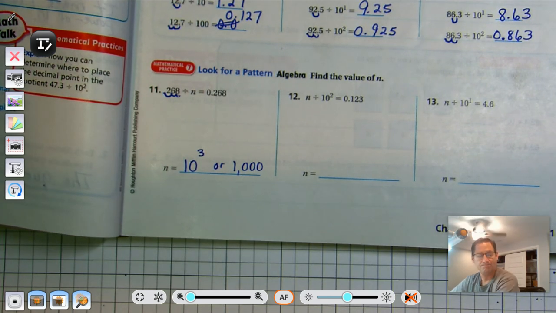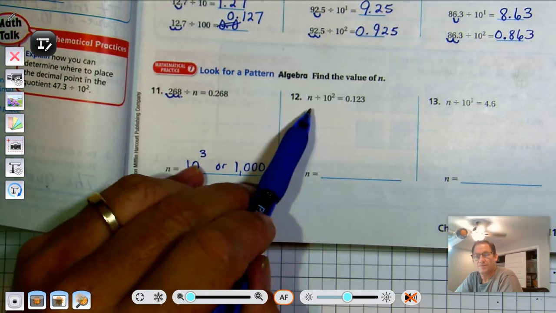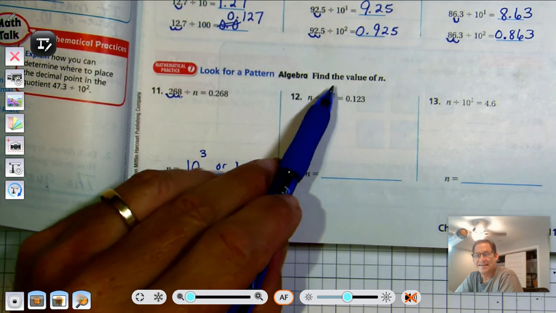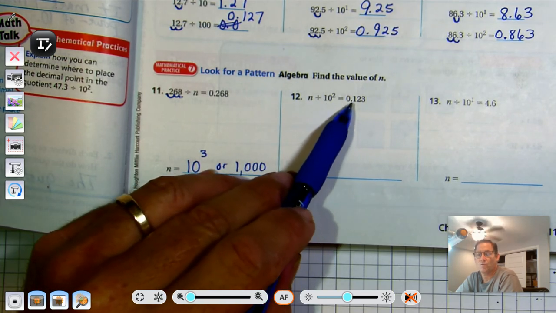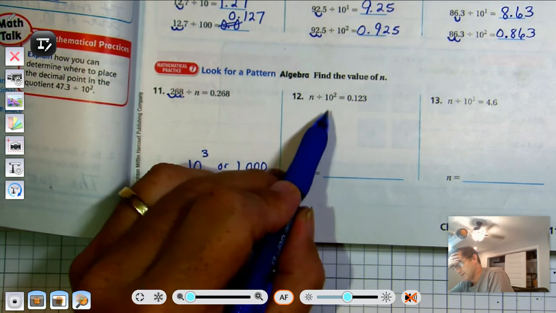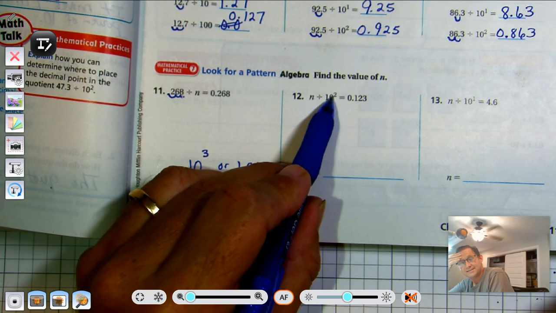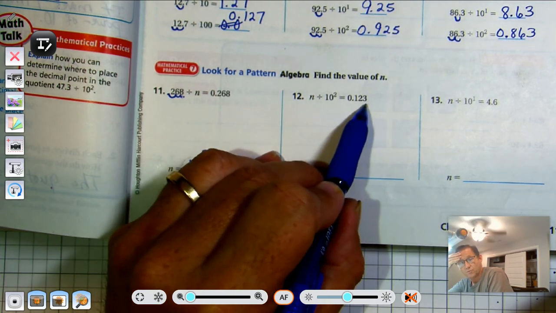Number 12. Some number divided by 10 to the second gives me an answer of 0.123. So when I divide a number by 10 to the second, that means the original number was 2 places to the right.